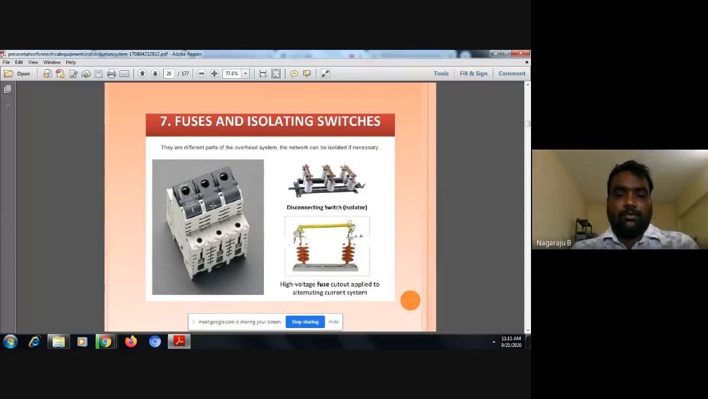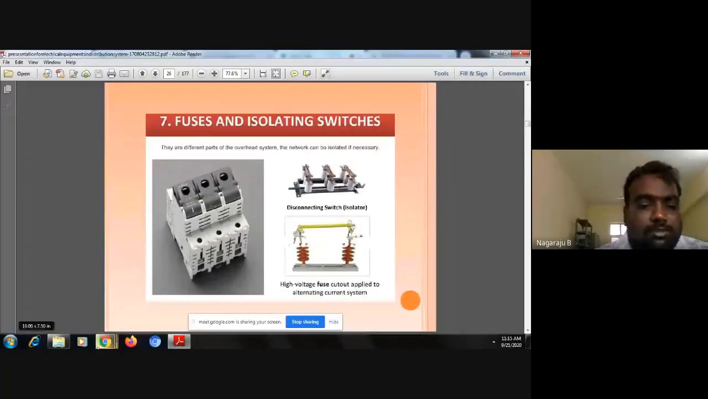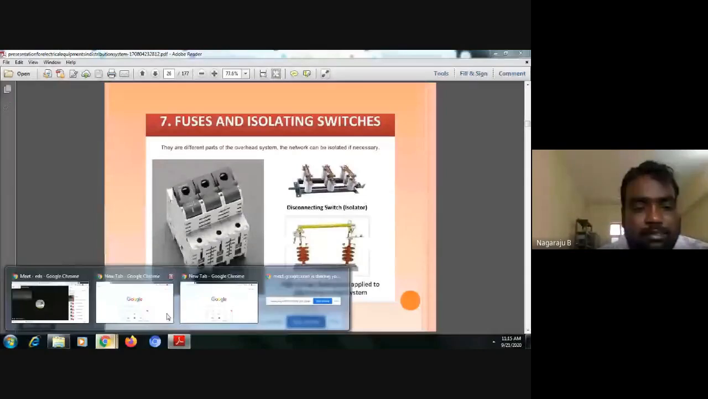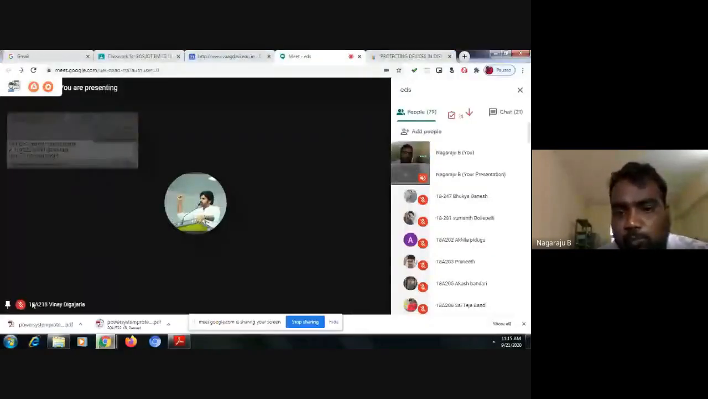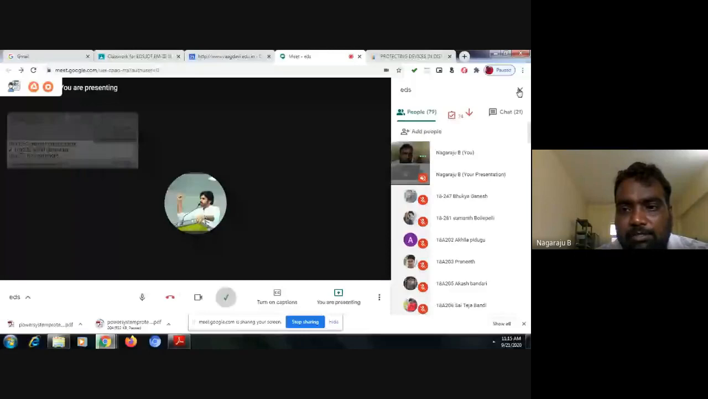What is the purpose of fuse? Tell me. It is an overcurrent protecting device. By using a fuse, you can open that particular circuit when overcurrent is there. So tell me, what is your opinion on the fuse? Any comments?